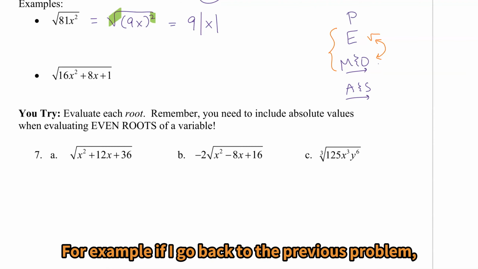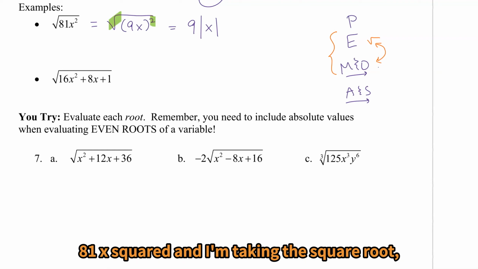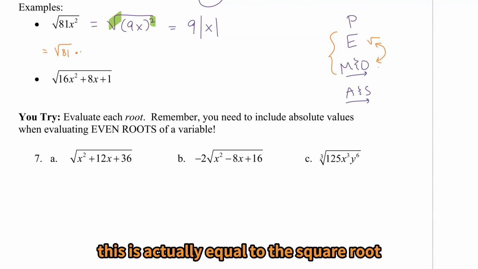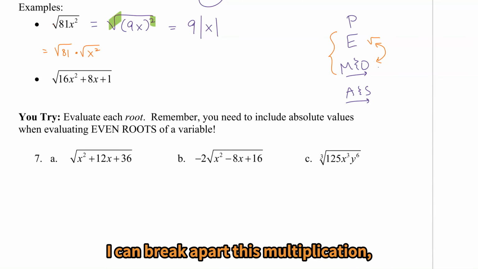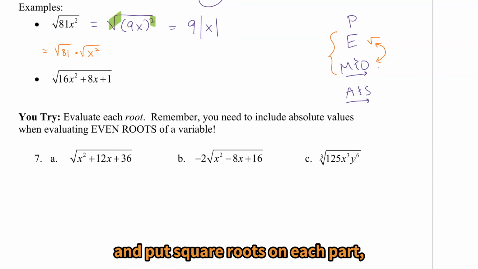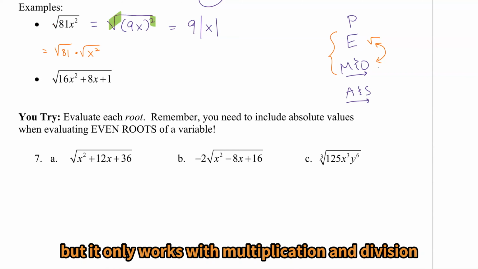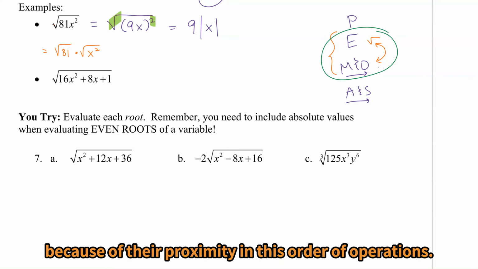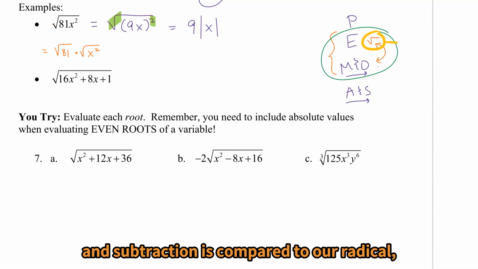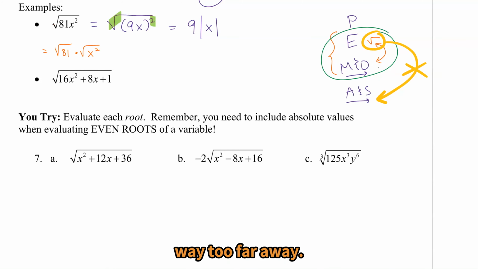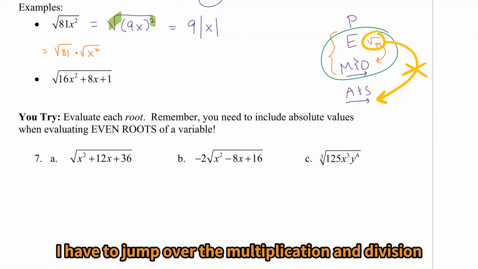For example, if I go back to the previous problem, 81x squared, and I'm taking the square root, this is actually equal to the square root of 81 times the square root of x squared. I can break apart this multiplication and put square roots on each part. But it only works with multiplication and division because of their proximity in this order of operations. Taking a look at where addition and subtraction is compared to our radical, way too far away. I have to jump over the multiplication and division to get there.